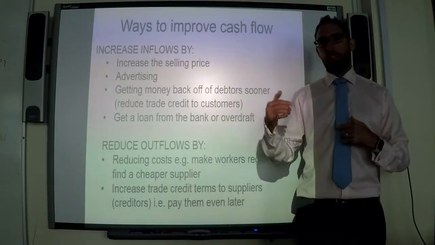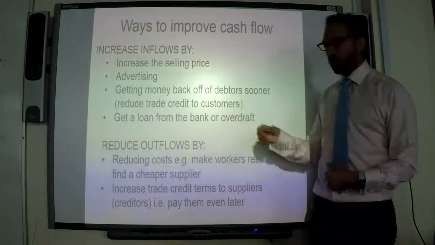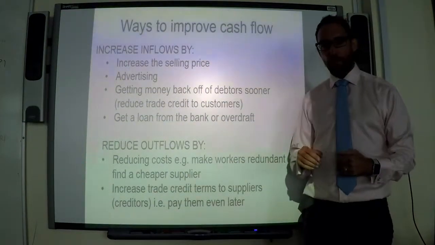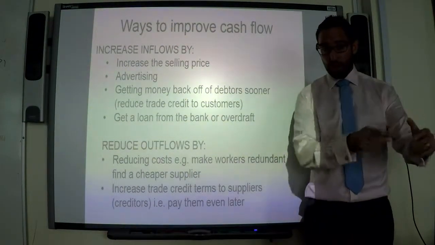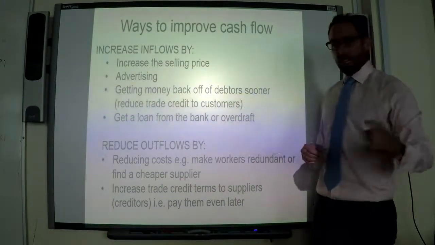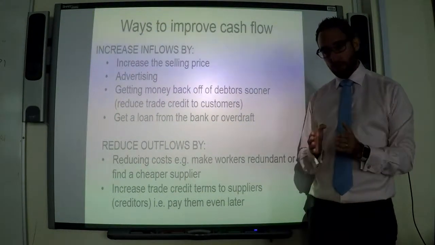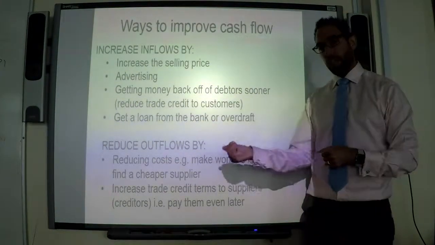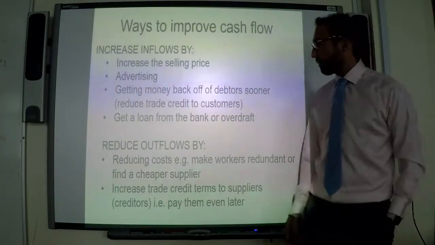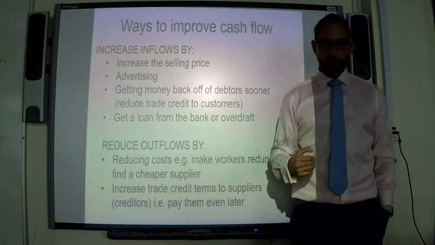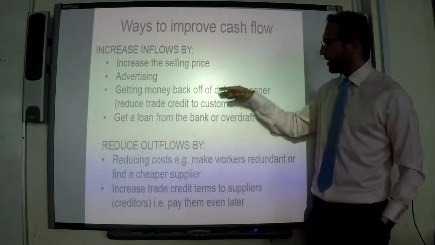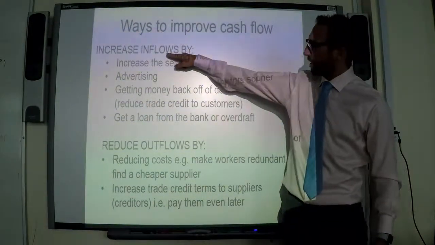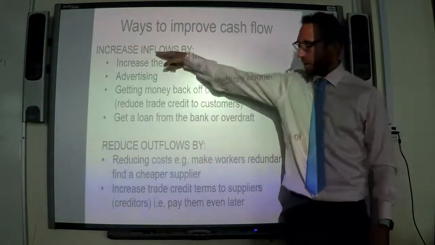Debtors. If you've given your customers trade credit, which allows them to pay you back later, remember trade credit, buy now, pay later. If your customers are taking your product and paying you back next month, then get them to pay you back sooner. So reduce the trade credit to your customers. Get your customers to pay you back sooner. Or inject cash into the business and get a loan. Okay, so get a loan from the bank, that will inject cash into your business. But for any of these suggestions, you will get 0 marks, remember, if you do not link it to the fact that you're trying to get inflows to go up.